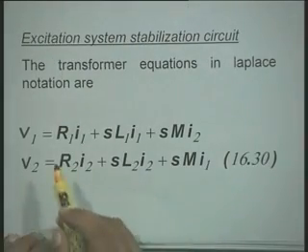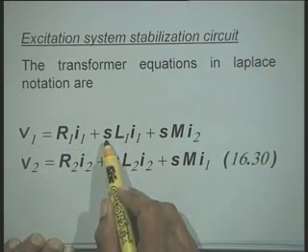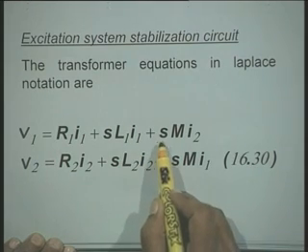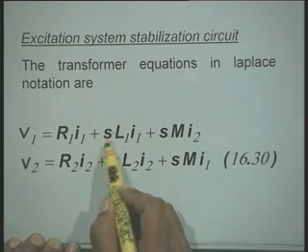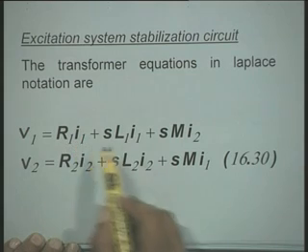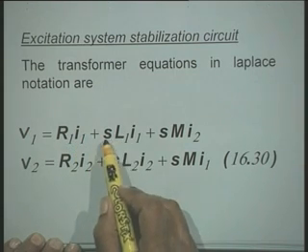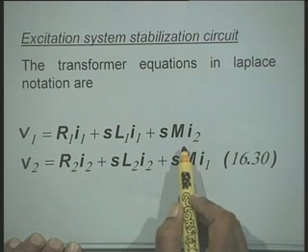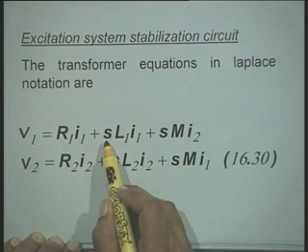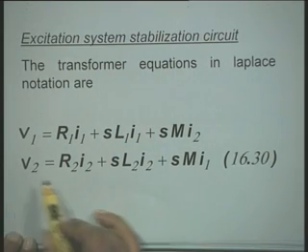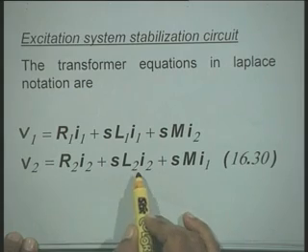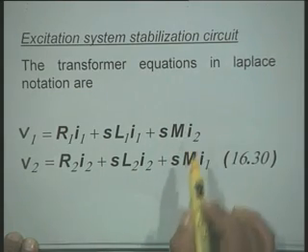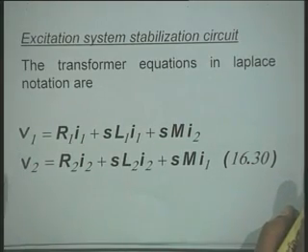Then the primary circuit equation can be written as V 1 equals R 1 I 1 plus S L 1 I 1 plus S M I 2. Here we are using the Laplace transform variable S instead of d by dt. The basic equation is V 1 equals R 1 I 1 plus L 1 times d I 1 by dt plus M times d I 2 by dt. This derivative term we have replaced by the Laplace transform operator S. The output voltage V 2 can be written as R 2 I 2 plus L 2 times d I 2 by dt, which is again written as S times L 2 I 2 plus S times M I 1. These are the two basic equations which can be written for the stabilizing transformer.